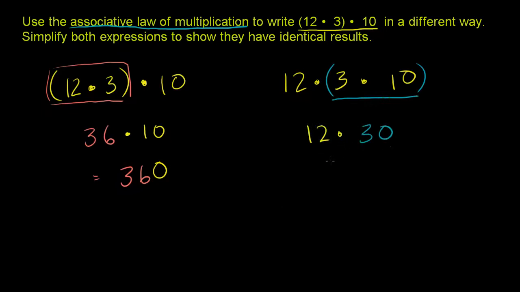And we've seen this several times before. You can view it as a 12 times 3, which is 36, but we still have this 0 here. So that is also equal to 360. So it didn't matter how we associated the multiplication. You could do the 12 times 3 first, or you could do the 3 times 10 first. Either way, they both evaluated to 360.